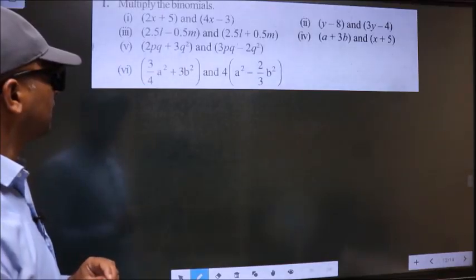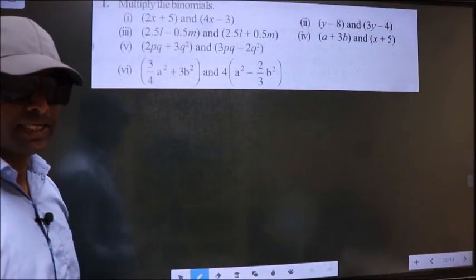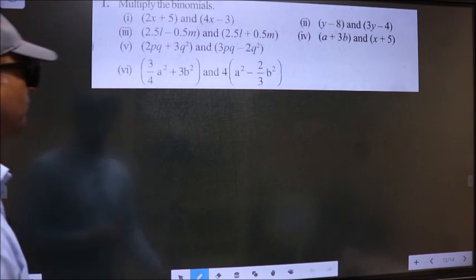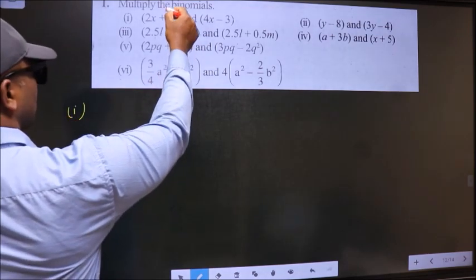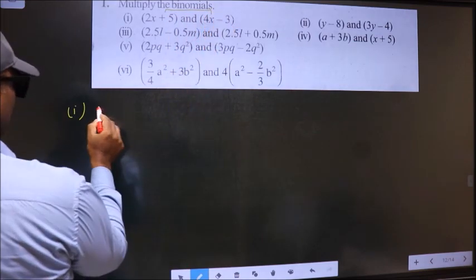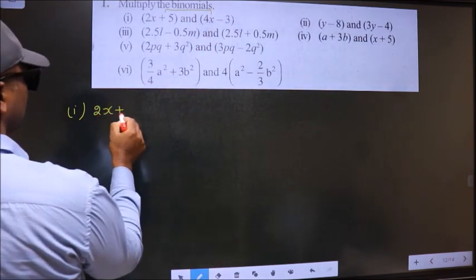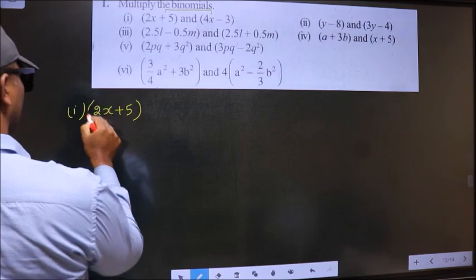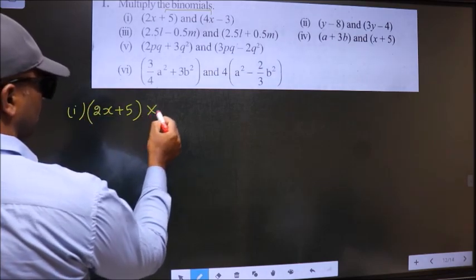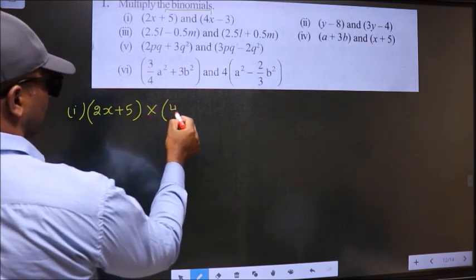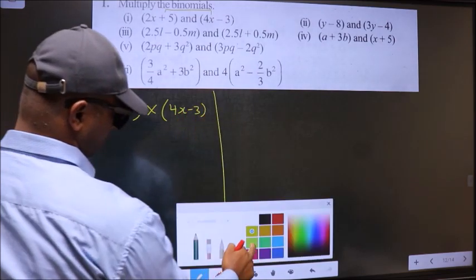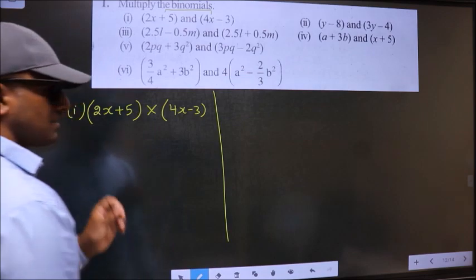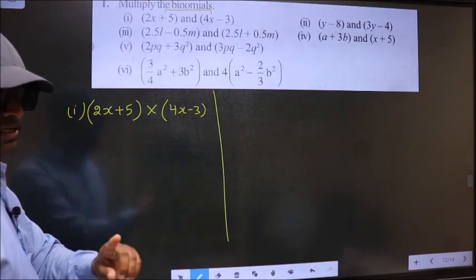Multiply the binomials. How do we multiply it? See, the first bit, we should multiply these two, that is 2x plus 5. We should multiply, so put the multiplication symbol, and 4x minus 3. This is your step 1.